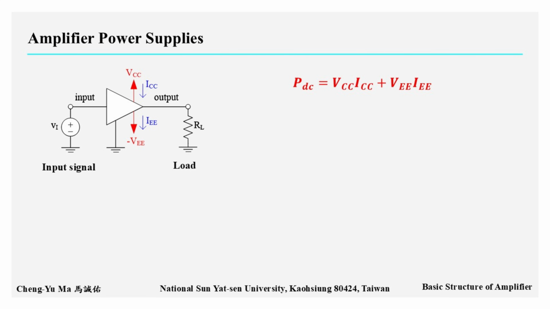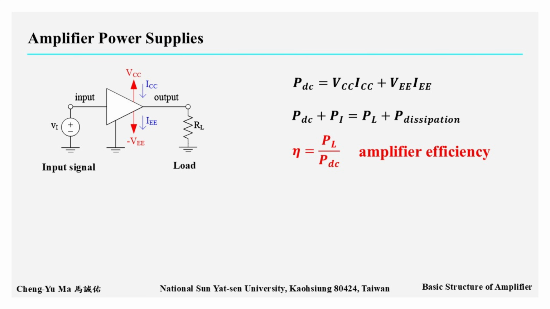Therefore, the power delivered by the DC bias sources to the circuit, PDC, is VCC multiplied by ICC plus VEE multiplied by IEE. The total input power is the DC bias power, PDC, plus the input power of the AC signal, PI. This must be equal to the load power, PL, plus the dissipated power, P dissipation. In other words, any power that is not delivered to the load is counted as dissipated power.